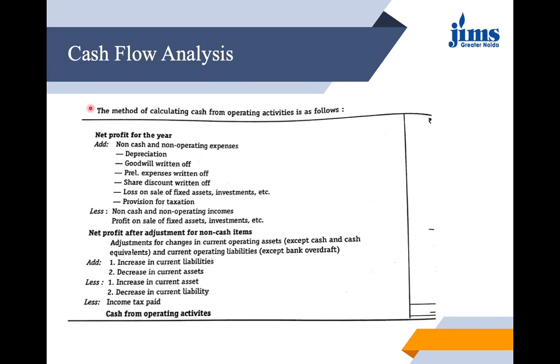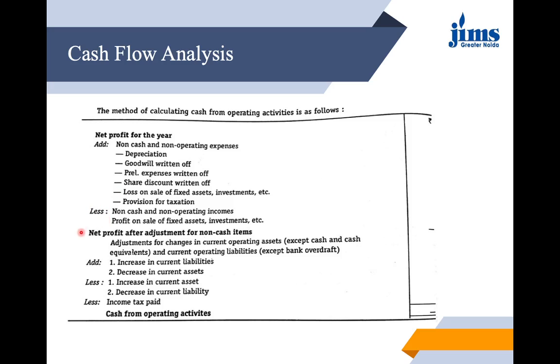The method of calculating cash from operating activities, let us see it in detail now. As I told you, we start with net profit for the year and then we deal with the non-cash items. We add non-cash and non-operating expenses like depreciation, goodwill written off, preliminary expenses written off, share discount written off, loss on sale of fixed assets, investments, provision for taxation, and we subtract non-cash, non-operating incomes like profit on sale of fixed assets and investments.